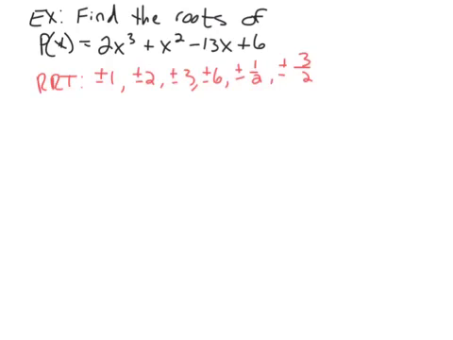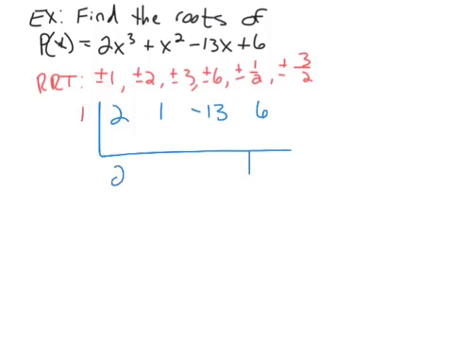Synthetic division. It's already in standard form. It's a third degree, so I should have 4 numbers. I'm going to put down the 2, the 1, the negative 13, and the 6. There's my coefficients. And I'm just going to start by using a positive 1 as a root. So we do the synthetic division process. I bring the 2 all the way down, I multiply it by 1, and I add, and I multiply it by 1, and I add, and no, that one isn't going to work.